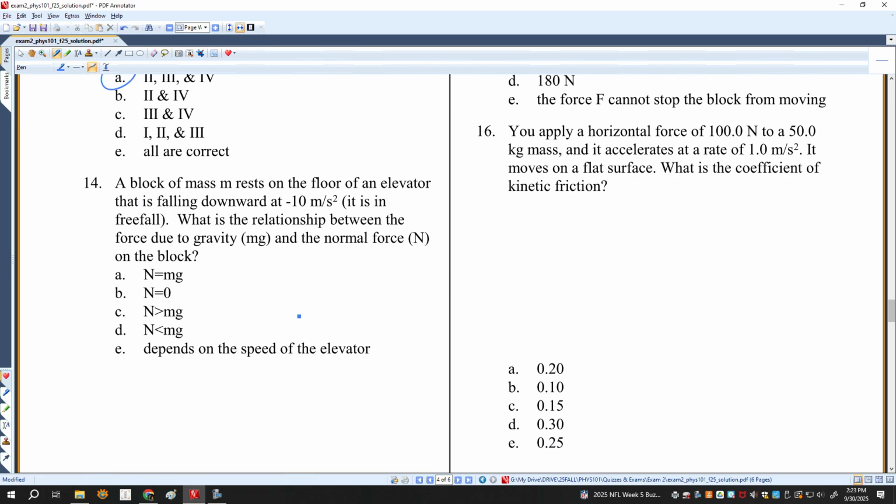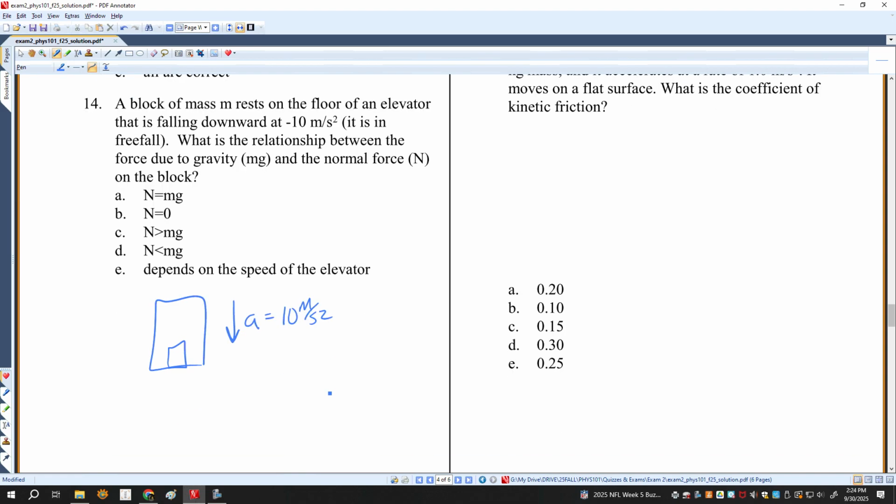Okay? A block of mass M rests on the floor. It's falling downward. So imagine this elevator, and it's accelerating downward at 10 meters per second squared, which is equal to the acceleration due to gravity. So if we can imagine, then, here's the normal force. Here's the weight. Fn minus Fw is equal to may. Fn equals Fw plus may.